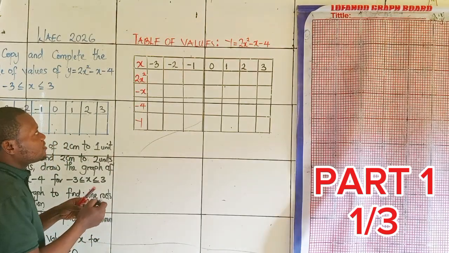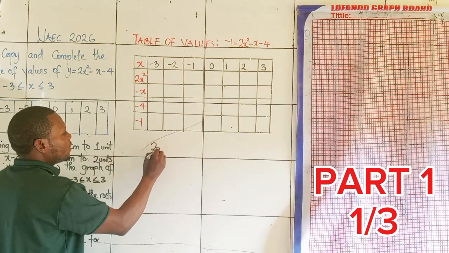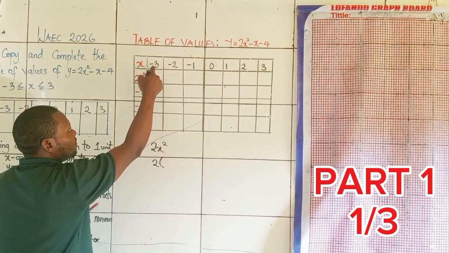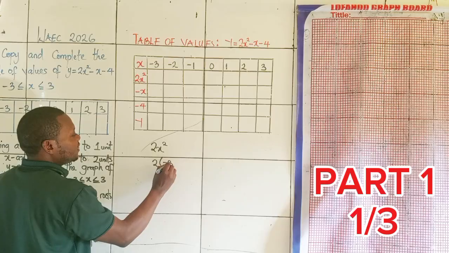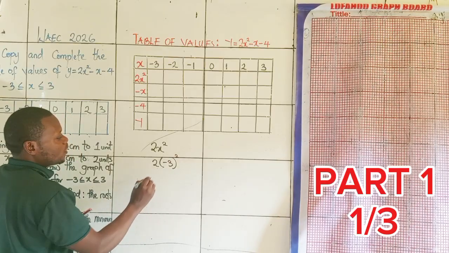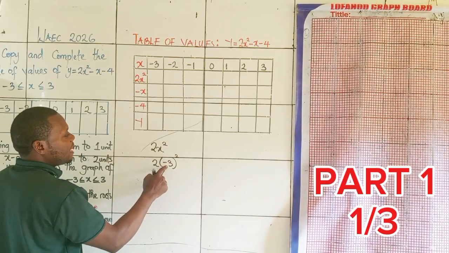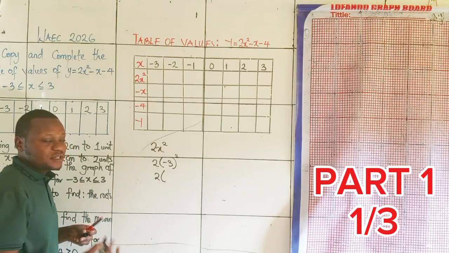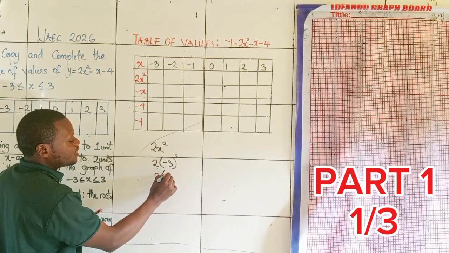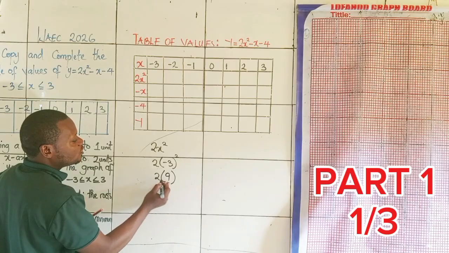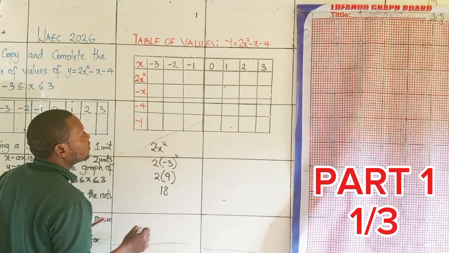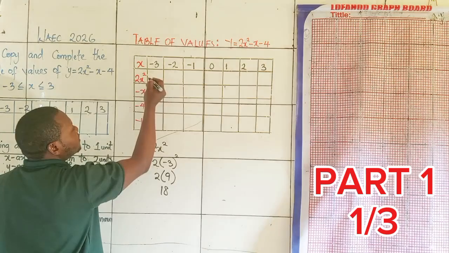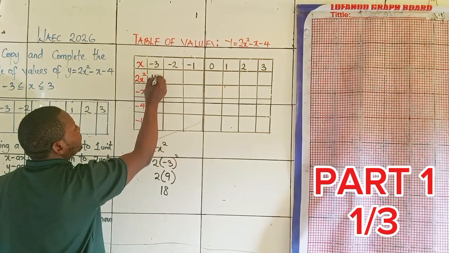Let's quickly express that here. 2x squared is the same thing as 2 brackets, what's the value of x at this point? -3 squared. So we have 2 bracket -3 squared is 9. That's -3 times -3, which will give us 9, and 2 times 9 will give us what? 18. So the value of 2x squared at x equals -3 is 18.